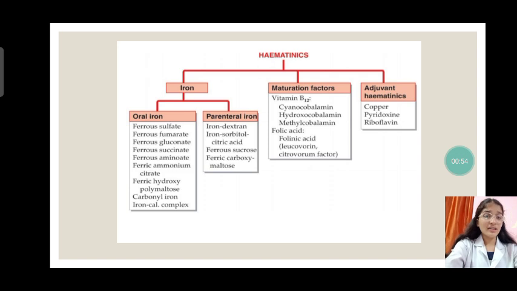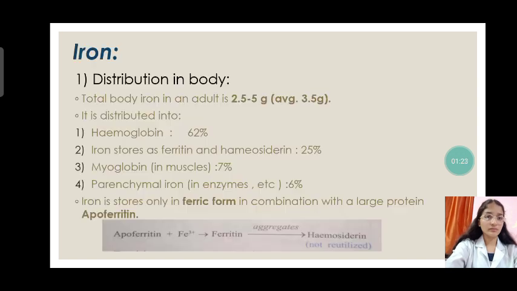Now let's look at classification of haematinics. Haematinics are classified as iron, maturation factors or adjuvant haematinics. Iron can be oral iron or parenteral iron. Oral iron preparations are ferrous sulfate, ferrous fumarate, ferrous gluconate, etc. Parenteral iron preparations are iron dextran, iron sorbitol, citric acid, etc. Maturation factors include vitamin B12, folic acid. Adjuvant haematinics are copper, pyridoxine and riboflavin.